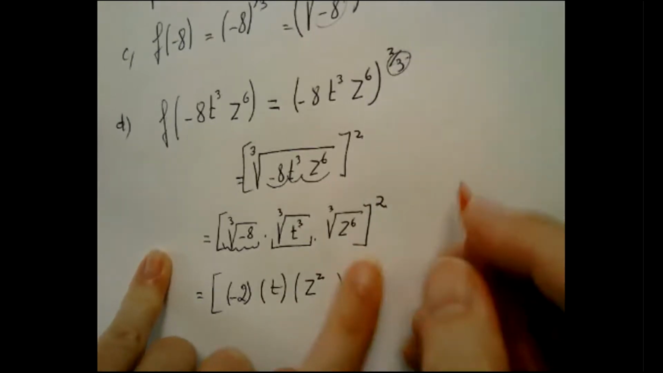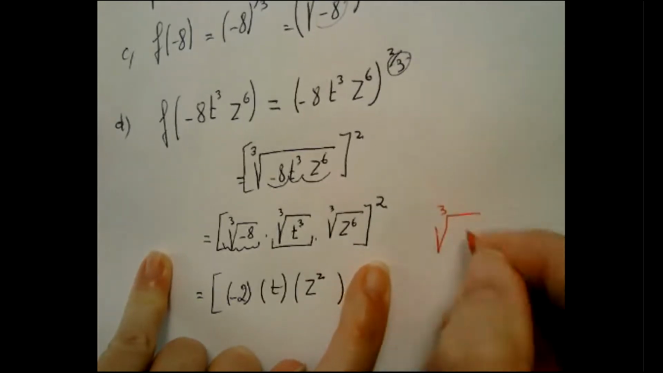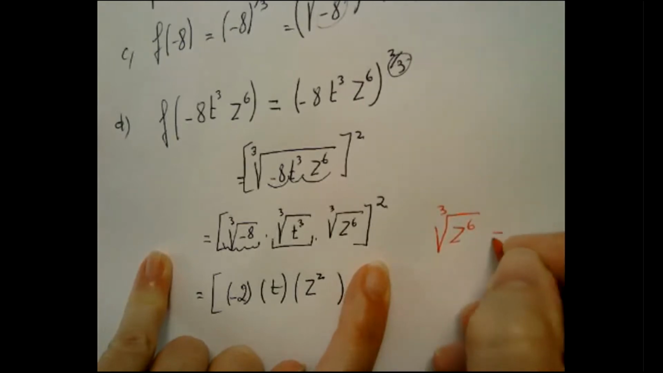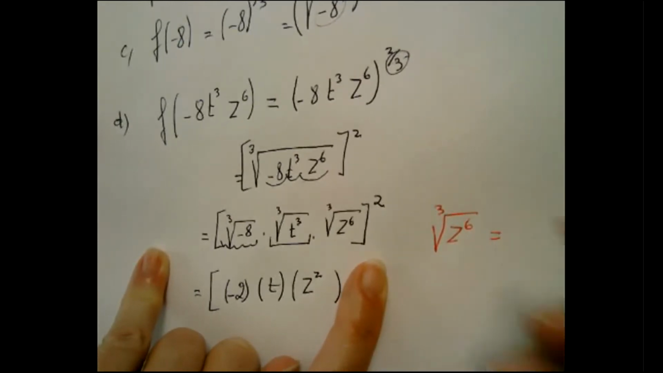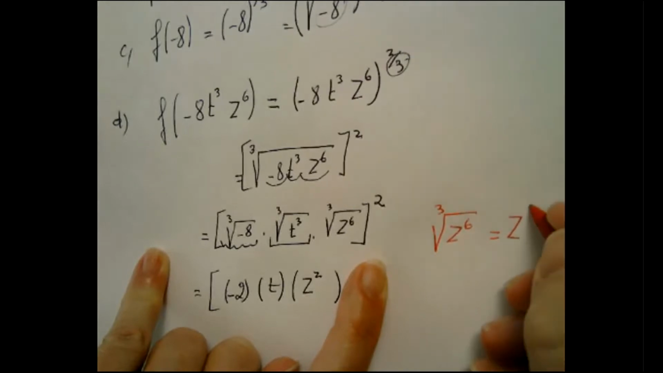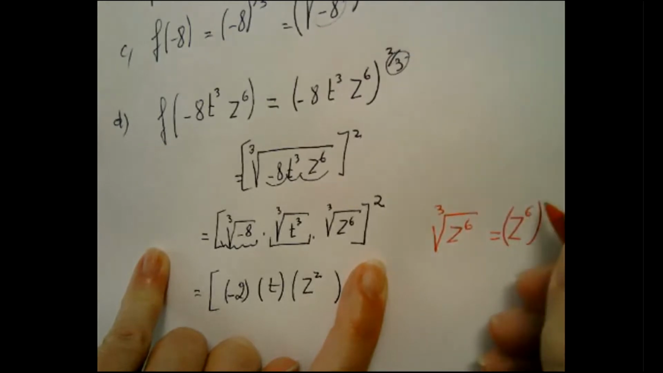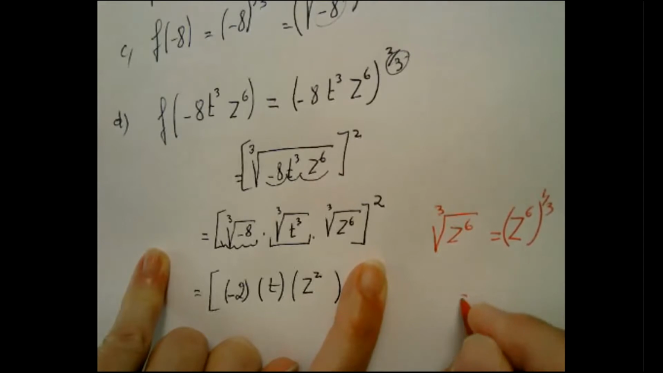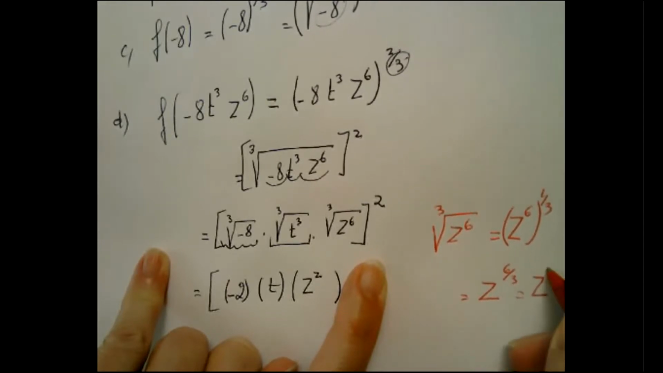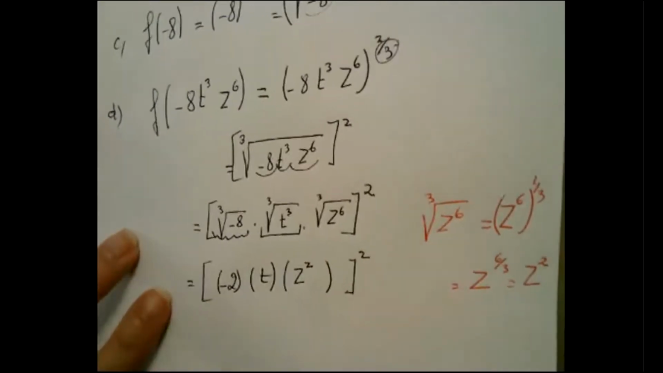So, if you ever forget z squared, which I hope you don't, you write it in fractional exponent. That's z to the 6 to the power a third, means z to the power 6 over 3, which is z squared. So if you ever forget this one, it's just z squared.